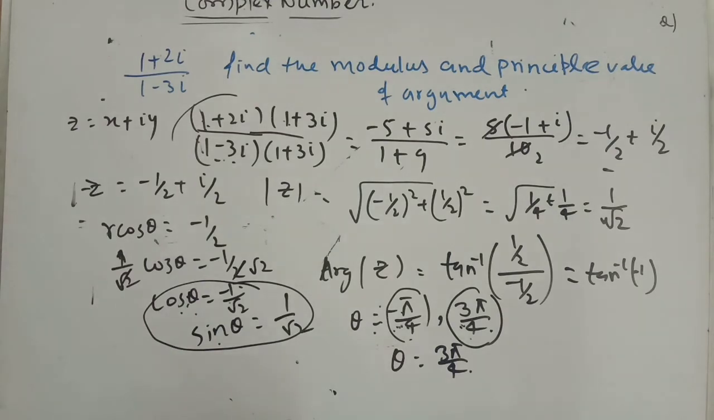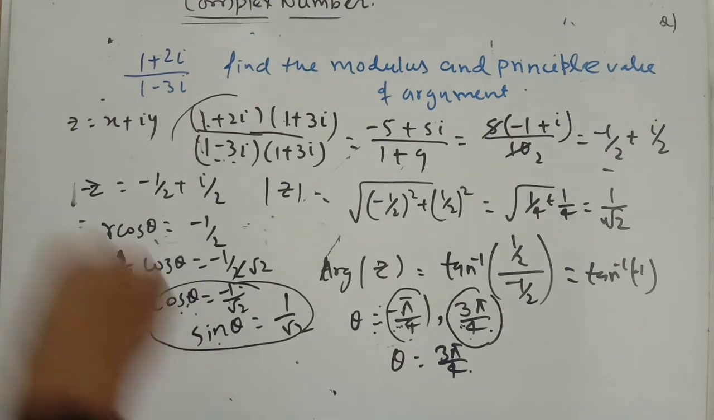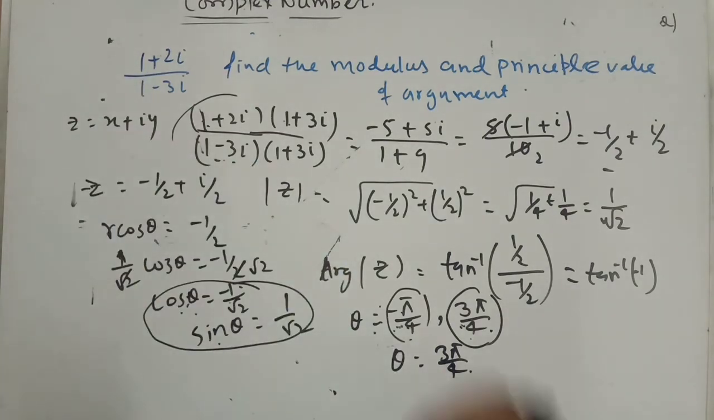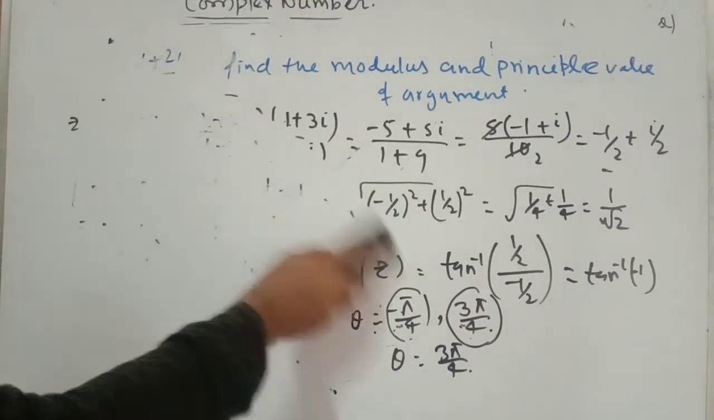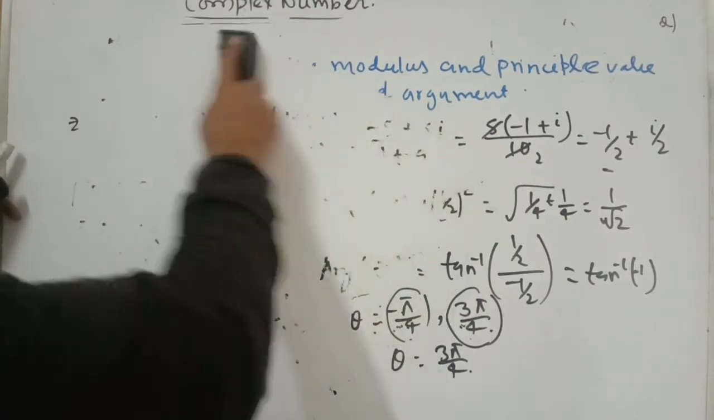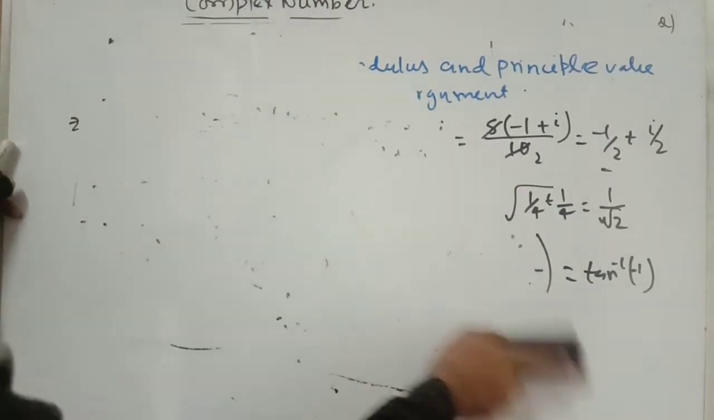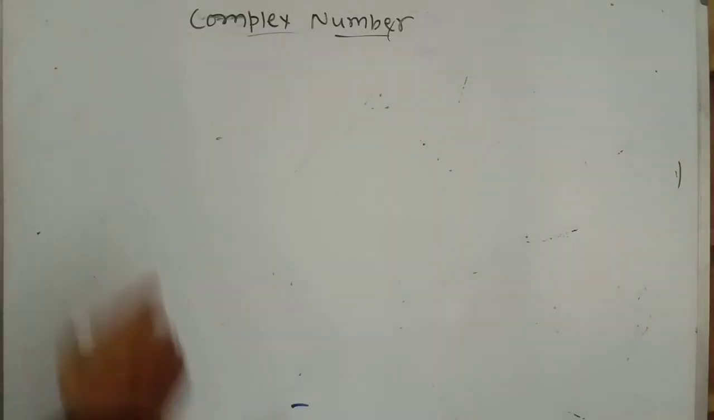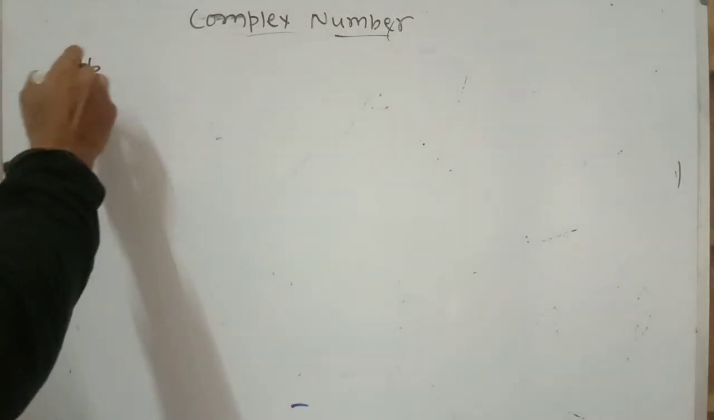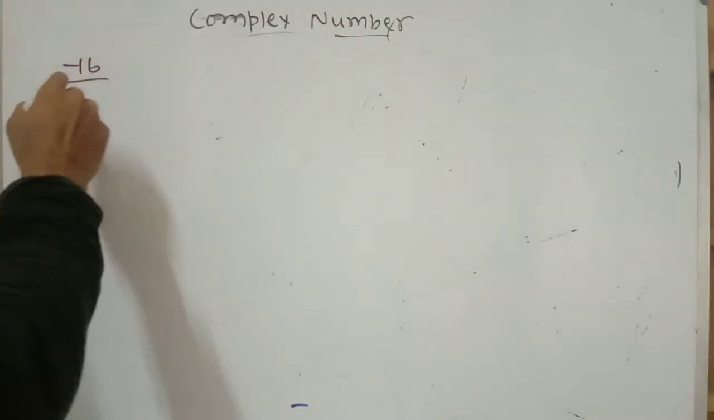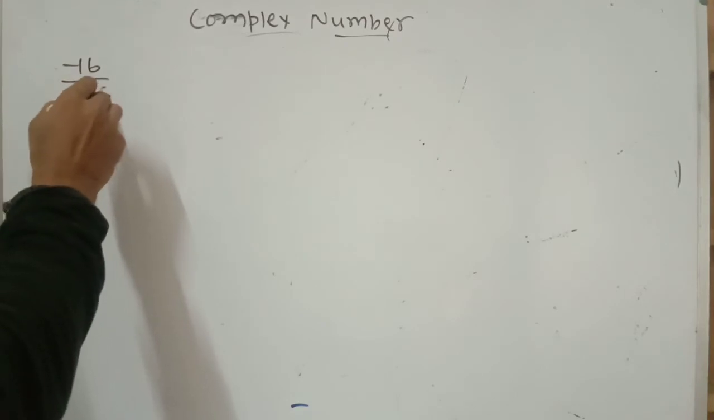Okay, so now note down everything. After that I am going to explain another example where we will find the magnitude and amplitude of a given complex number: minus 16 plus 1 by root 3i.